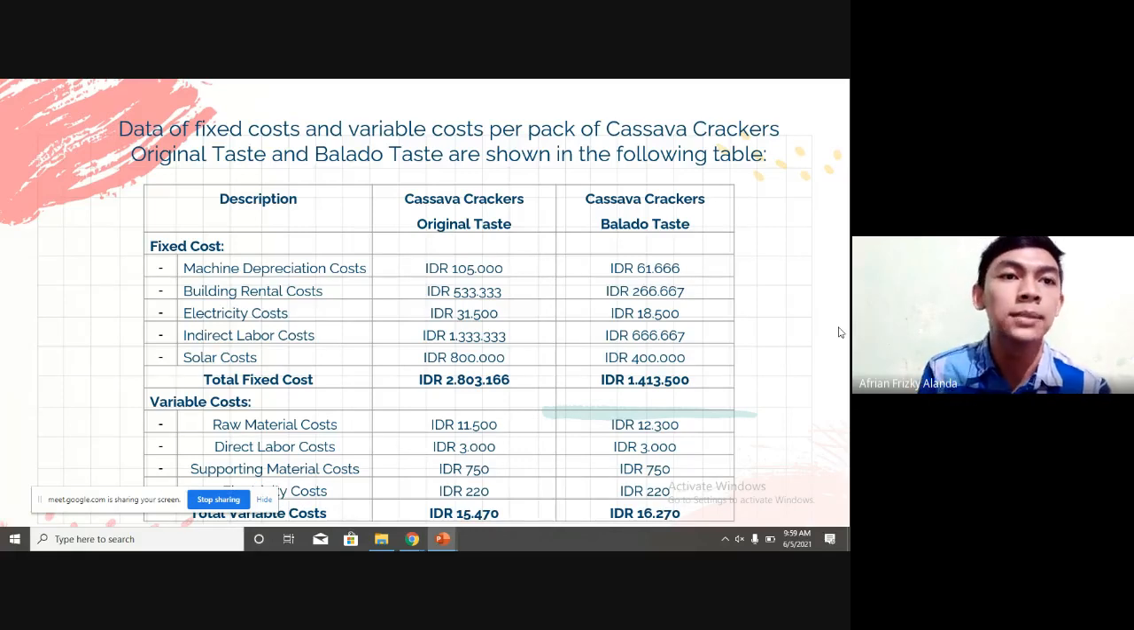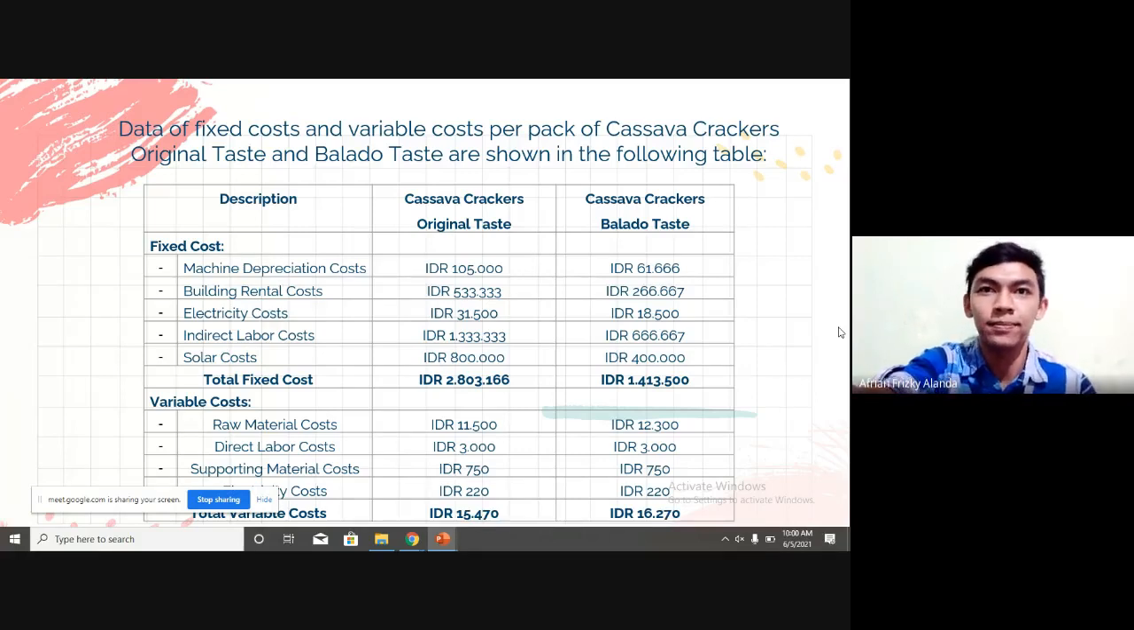And for the cassava crackers balado taste is 1,413,500 rupiah. For the variable cost, the total variable cost of cassava crackers original taste is 50,470 rupiah. And for the cassava crackers balado taste, the total variable cost is 16,270 rupiah. Okay, in the next.